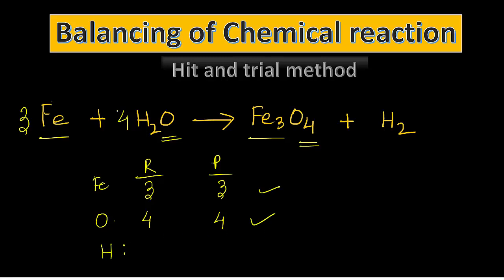Now, what is the number of hydrogen atom in the reactant? That is 2 into 4, that is 8. And what is the number of hydrogen atom in the product? That is only 2. Therefore, I can place 4 before hydrogen to make it equal with the reactant. So this is also balanced. Therefore, the reaction is balanced.